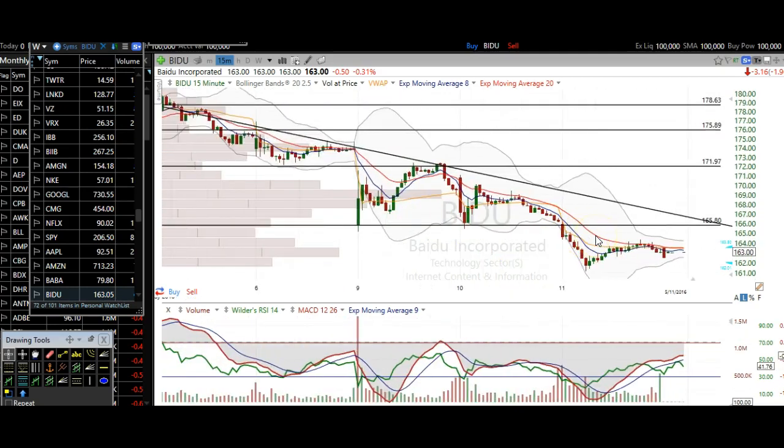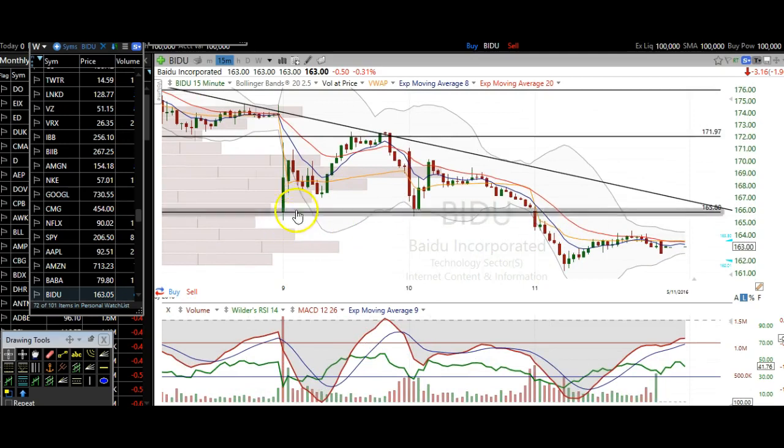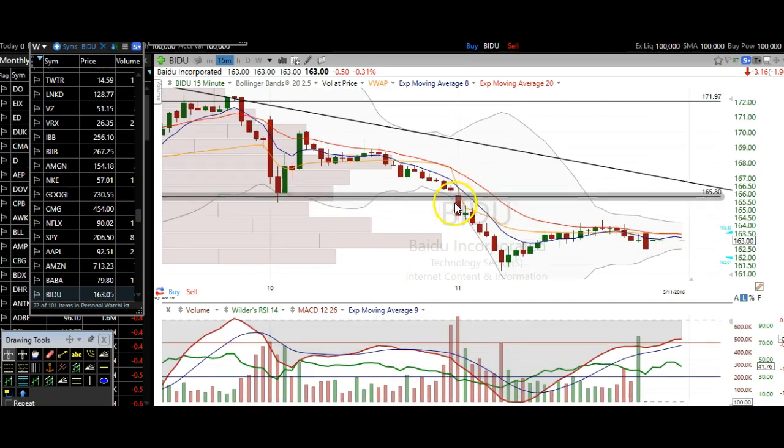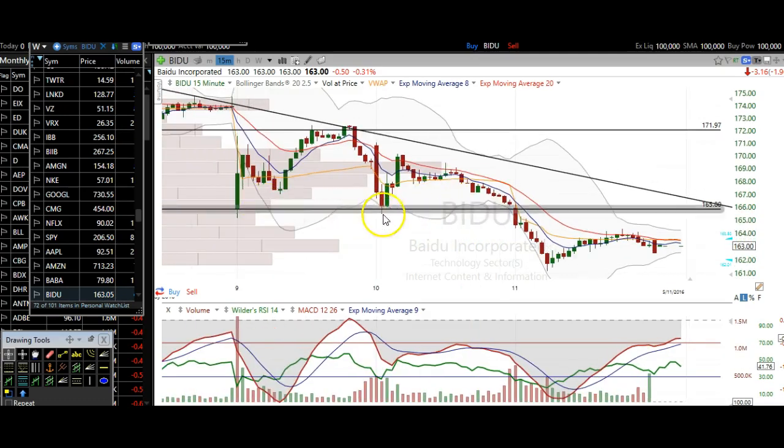Okay, so right here, we have some support, touch here, and here on BIDU. And as you can see, it's just kind of leaking towards that level. So this is the open of today. The open of today was right at 166. All right, it's right at 166. And this 15-minute candle closed below that resistance. So we were waiting for this 15-minute candle to close below this resistance before entering this trade short.